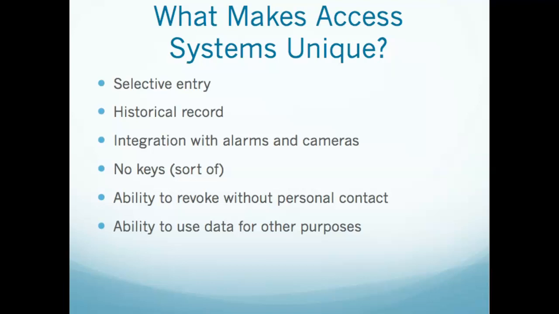You can revoke someone's access without personal contact. If you have keys, and I want to take your access to something away, I must go and get that key or change the lock, right? And now I've locked everybody out. With an electronic access control system, I can go into the system and shut you off. That ability to revoke without personal contact is important in these systems.